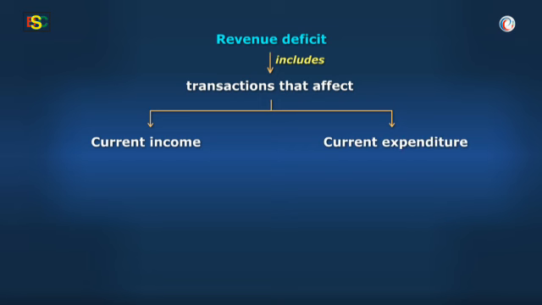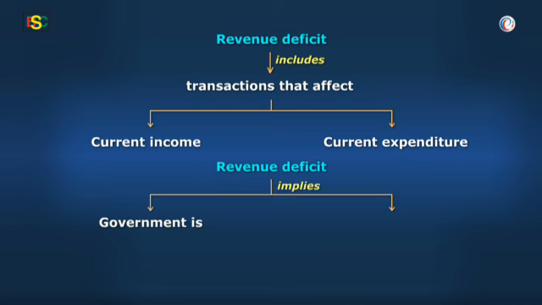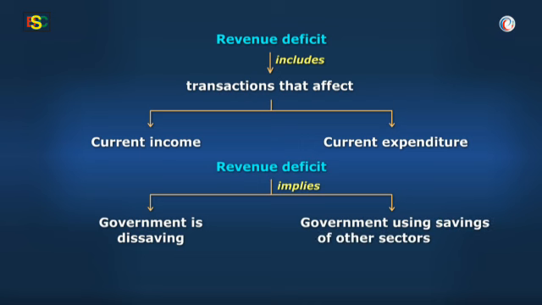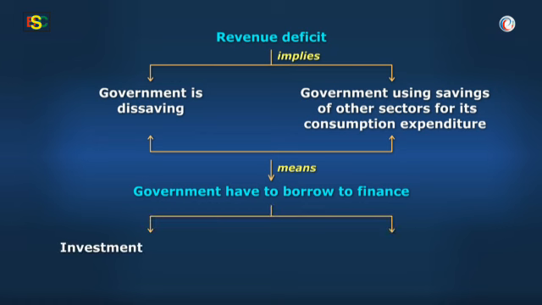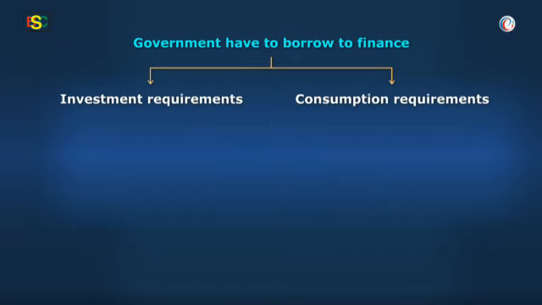When the government incurs a revenue deficit, it implies that the government is dissaving and is using up the savings of the other sectors of the economy to finance a part of its consumption expenditure. This situation means that the government will have to borrow not only to finance its investment but also its consumption requirements. This will lead eventually to cuts in expenditure.